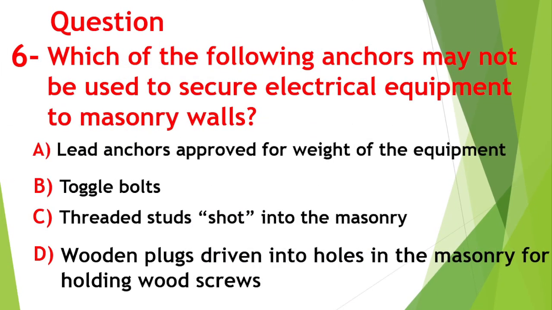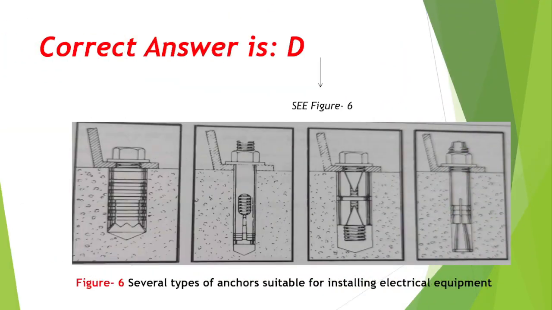Next, question number 6. Which of the following anchors may not be used to secure electrical equipment to masonry walls? A. Lead anchors approved for weight of the equipment. B. Toggle bolts. C. Threaded studs shot into the masonry. D. Wooden plugs driven into holes in the masonry for holding wood screws. Correct answer is D. See the figure.